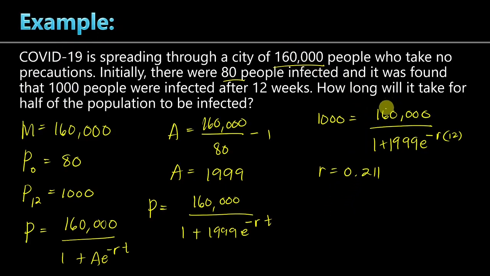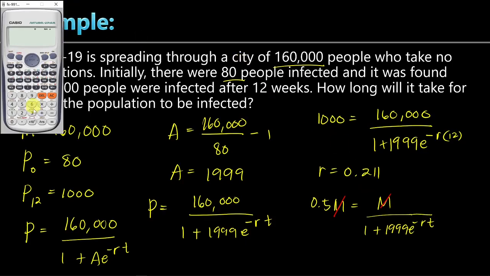Ang sabi dyan, how long will it take for half of the population to be infected? So, kung half, edi ang P doon is kalahati or 0.5 of M equals yung population na M divided by 1 plus 1999 e to the negative R times T. These two M's will cancel. Alam natin yung value ng R, so pwede nating makompute yung value ng T. Para madali, shift solve na lang ulit.